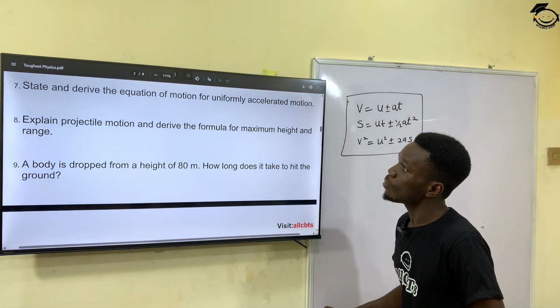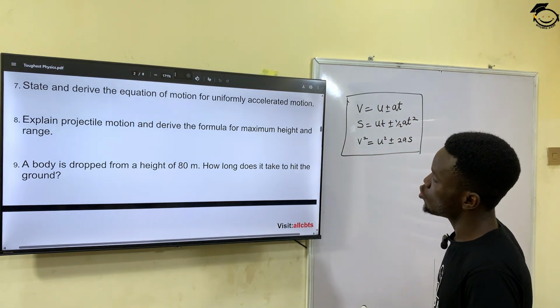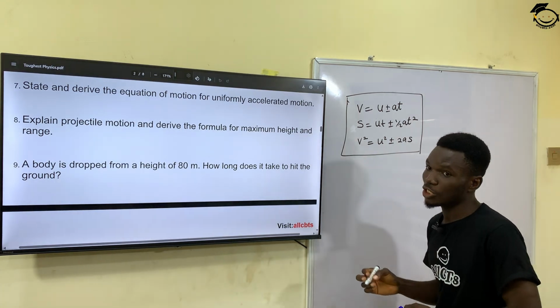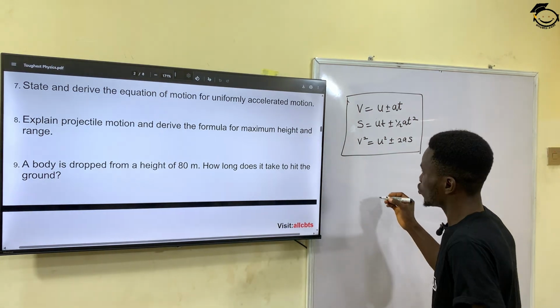And then I went further to say that we should what? Derive the equations of motion. So we're going to show the derivation for each of these equations of motion.